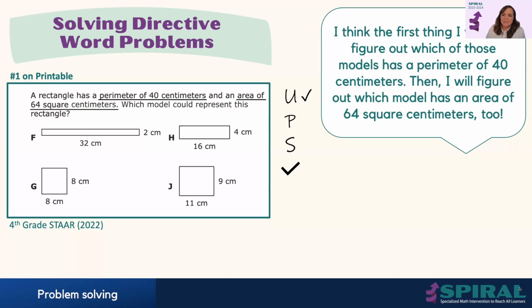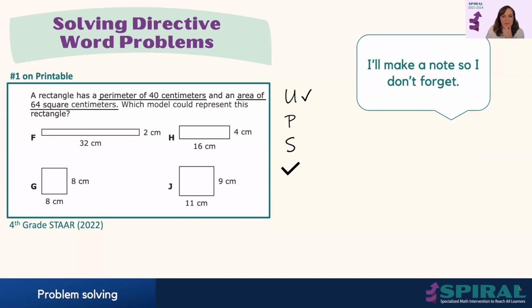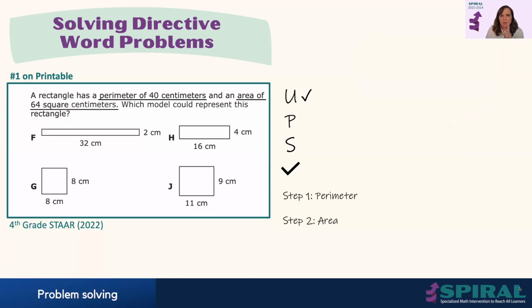So now my plan is to figure out, well, how do I approach solving this problem? So maybe I would say, well, I think the first thing I'm going to do is look at each of the models and figure out which of these models has a perimeter of 40 centimeters. If it has a perimeter of 40 centimeters, then I could figure out which of these has an area of 64 square centimeters. But if it doesn't have a perimeter of 40 centimeters, I could cross it out and move on to the next shape. So let's go ahead and think about this. And I'm going to make a note of this so I don't forget. So first, I'm going to focus on perimeter.